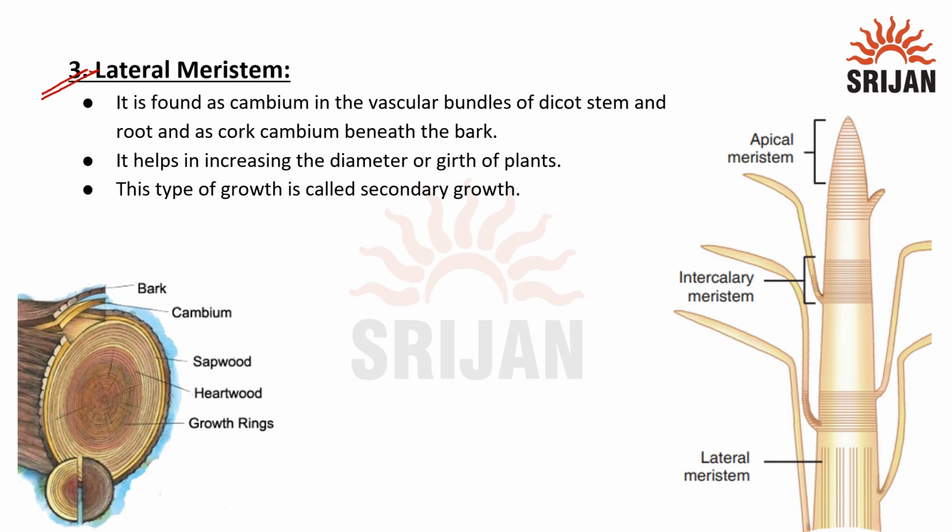Moving on to the next, we have the lateral meristem. The lateral meristem is found as cambium in the vascular bundle of dicot stem and roots, and as cork cambium beneath the bark. So observe this image. This first layer is called the bark, and beneath this we can see this layer. This is called the cambium, and because of this cambium, the width or the diameter of the plant is going to increase. Here also we can see in the second image, this is the lateral meristem, which is responsible for increasing the diameter or girth of the plant.